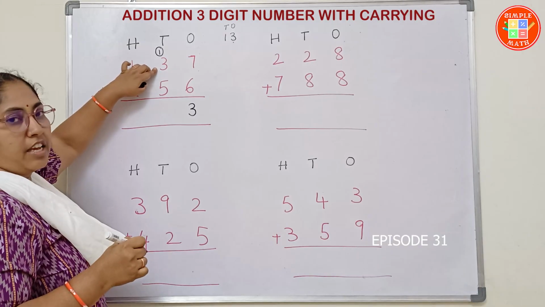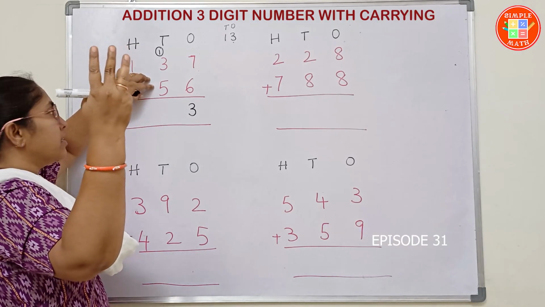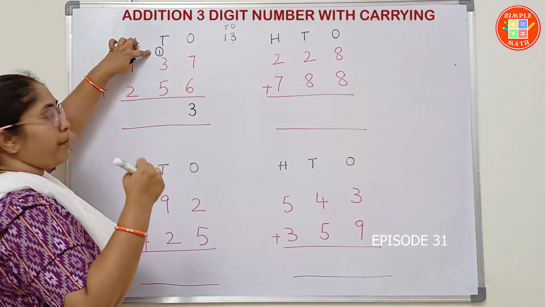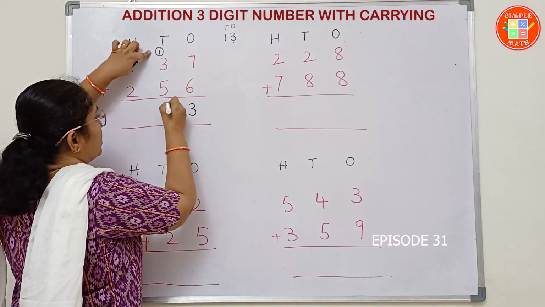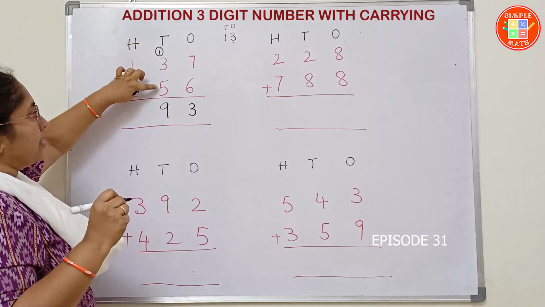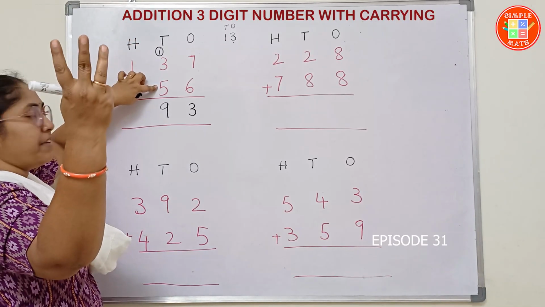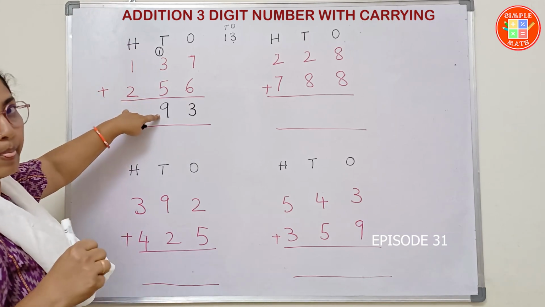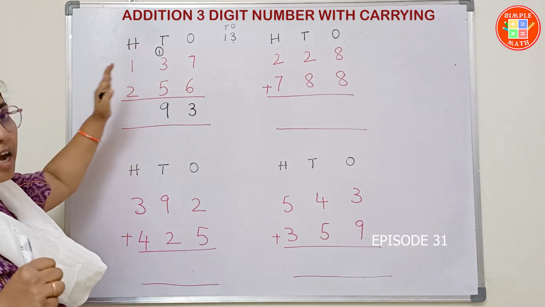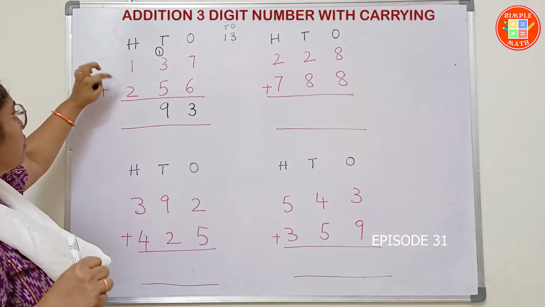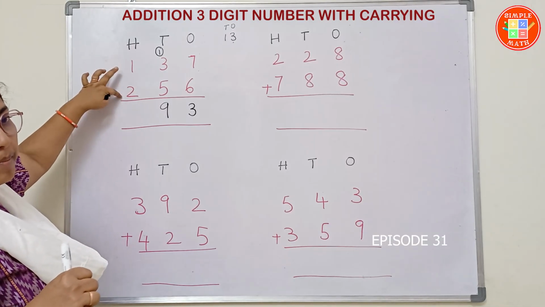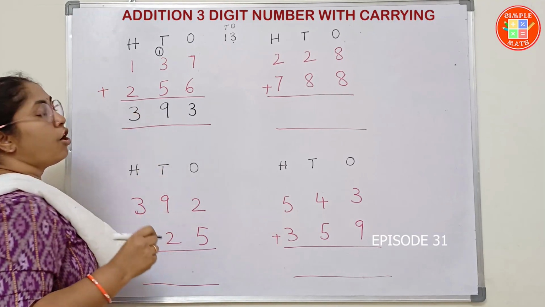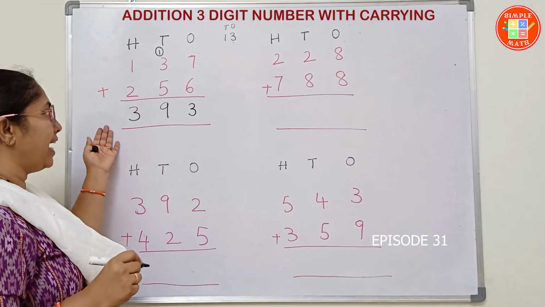5 plus 3. 5 in your mind, 3 on your fingers. Count after 5: 6, 7, 8. One number is left here on the top on its head. 8 plus 1 is 9. After finishing the tens column, we come to the hundreds column. 2 plus 1: 2 in your mind, 1 on your finger, count after 2, that is 3. The sum is 393.